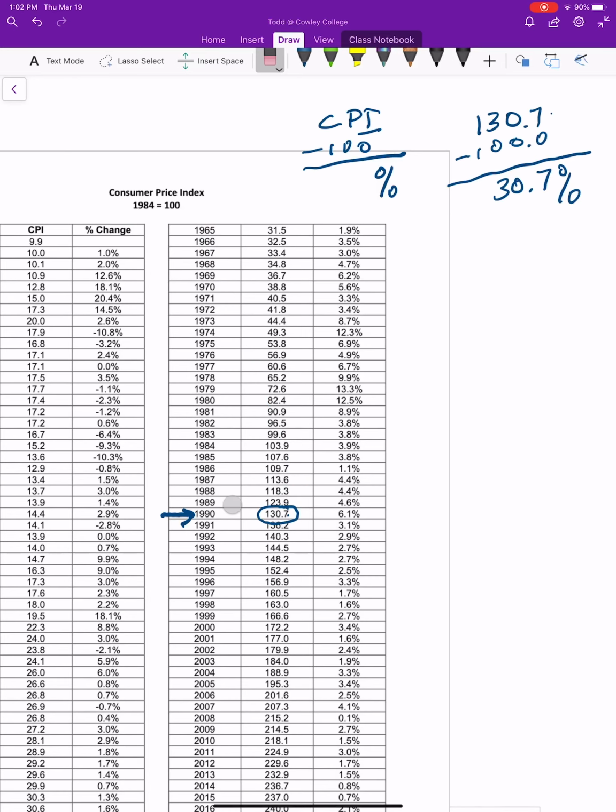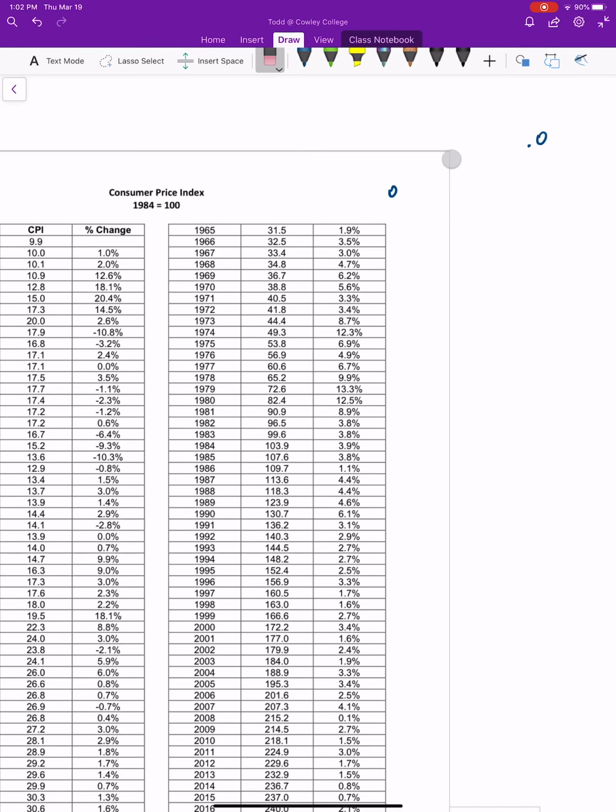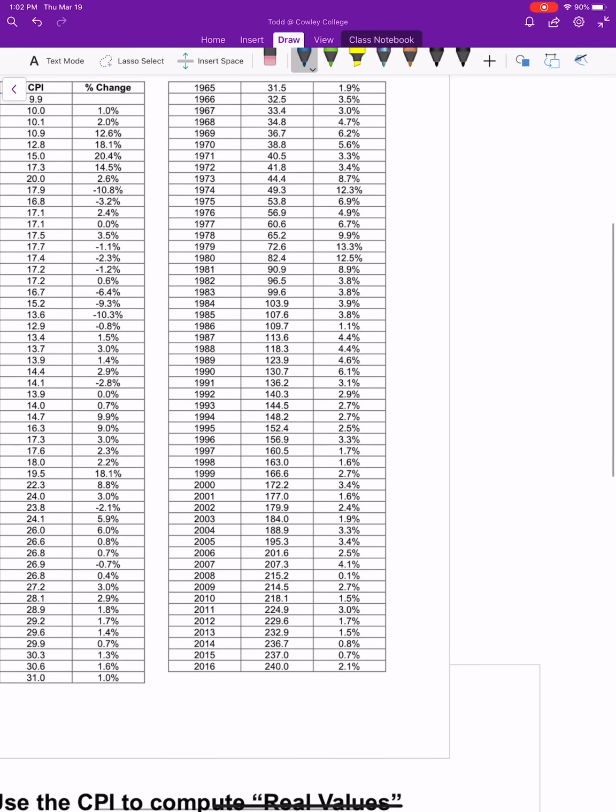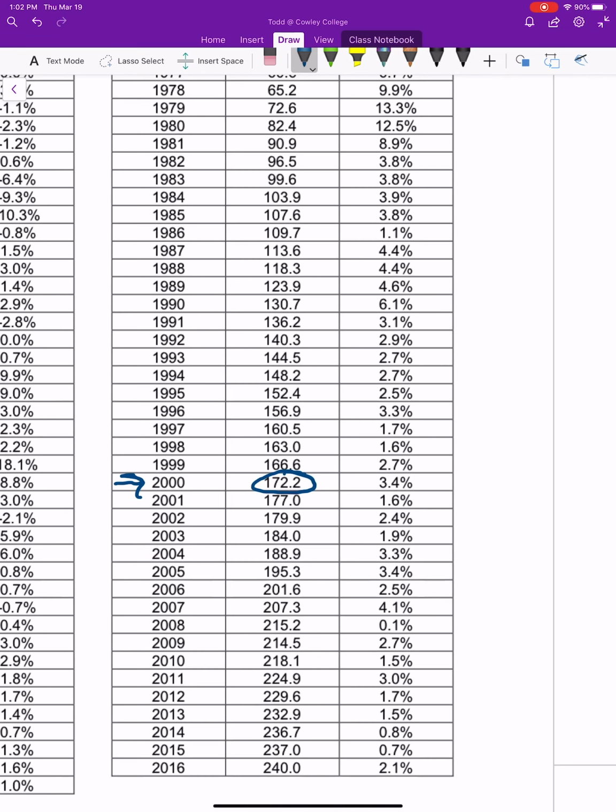All right, does that make sense? If we go down a little bit further and I ask you what is the consumer price index for the year 2000, you would look at this and say the consumer price index is 172.2. You would take your 172.2, subtract 100, and get that average prices have increased 72.2% from 1984 to the year 2000.